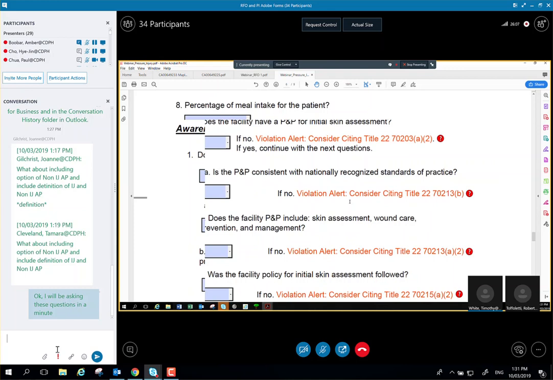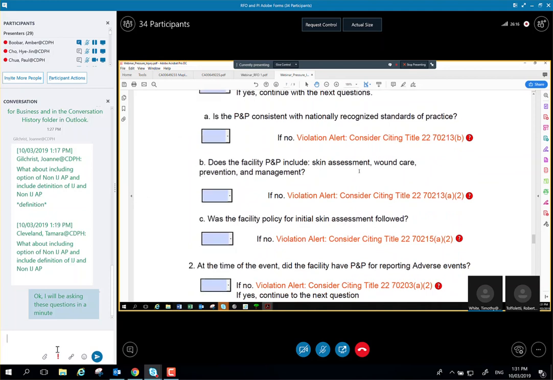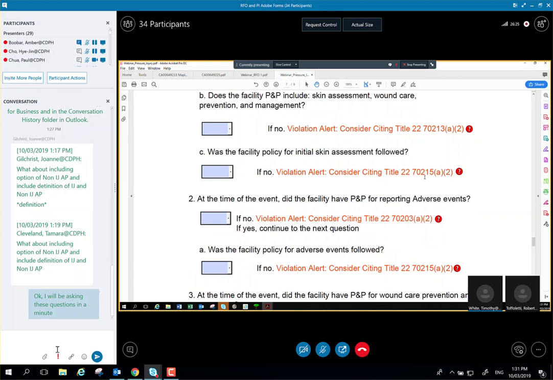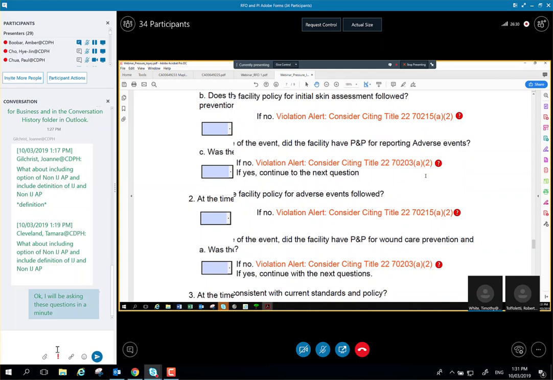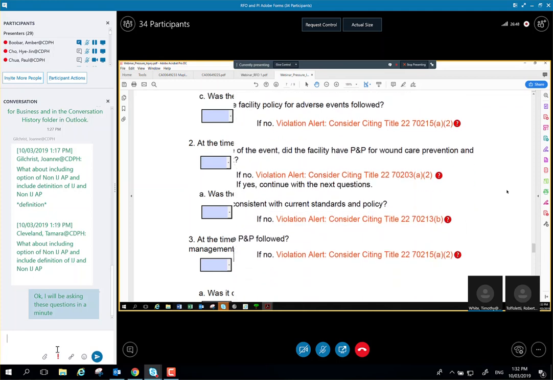We have the same area of awareness and culpability where policy and procedure, was it nationally recognized? Did it include assessment, wound care prevention, and management? Was the facility policy for initial skin assessment followed? Sometimes we see that this isn't followed well. Did they have a policy for reporting adverse events? And I've been seeing a few in their policies with adverse events that it does not include the need to notify the patient before they notify us, and if they're in violation of doing that, sometimes I point it out and write it under policy as well.